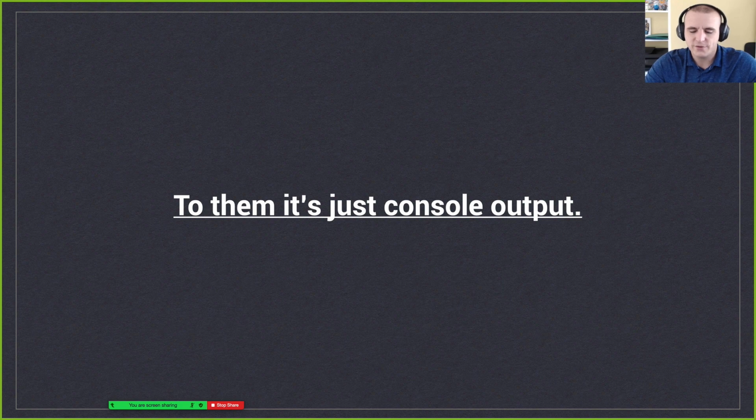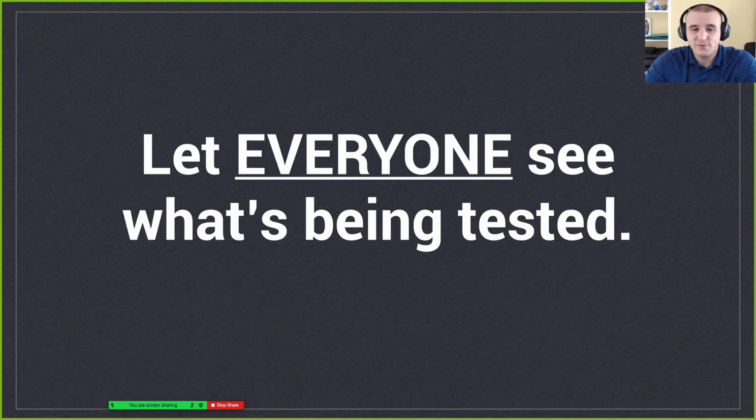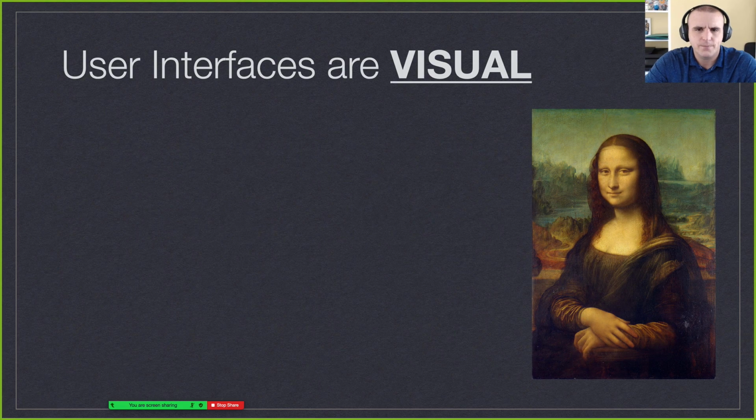So being able to recognize and show how that helps people and what it does is super important. Because otherwise it's just some hidden tech thing. So let everyone see what's being tested. It's super helpful. That's why I encourage screenshots in coordination with the robot pattern, because as you have robot methods, each one of those can take a screenshot and you're good to go.